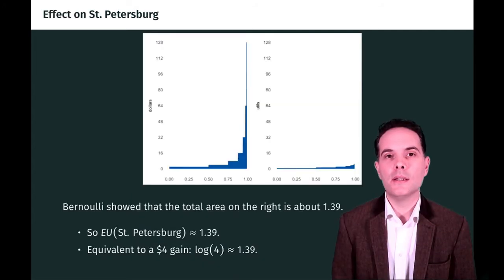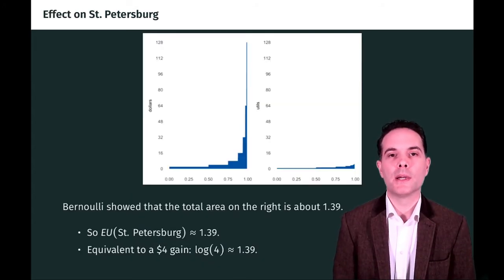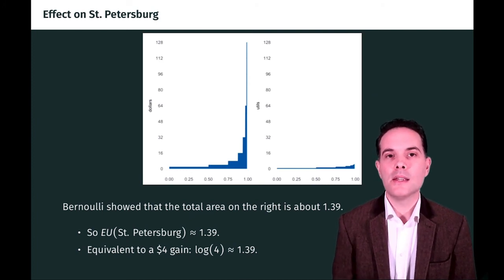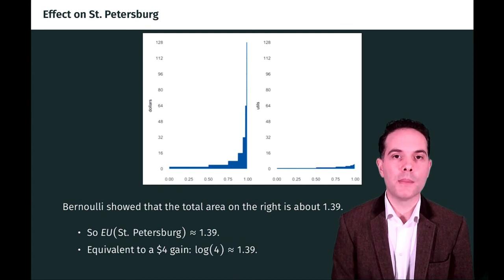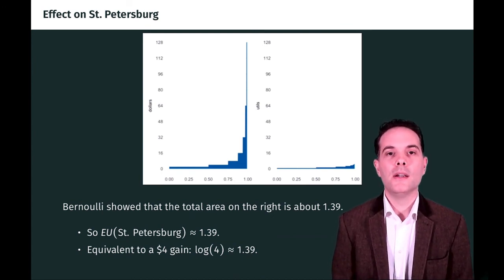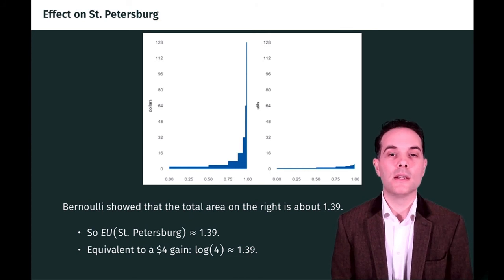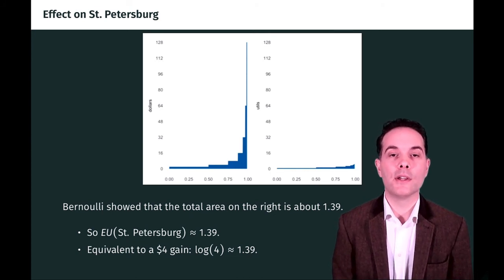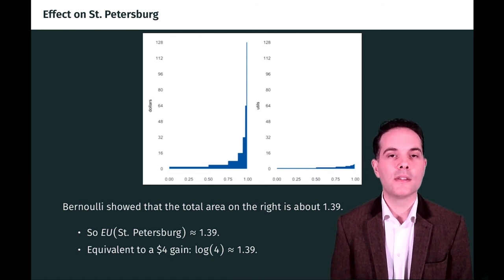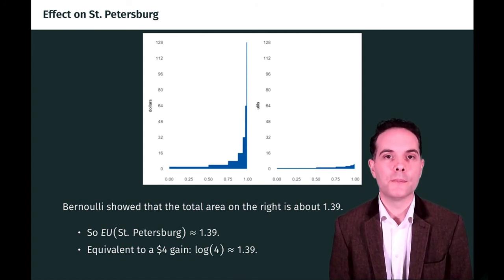So what Bernoulli did in his famous paper on the St. Petersburg paradox is he calculated the expected utility of the St. Petersburg game, assuming that the utility of x dollars is just the logarithm of x. And what that does is it takes an infinite expected monetary value and turns it into a finite expected utility. On the slide here on the left, you can see the expected monetary value. That's the area of the blue region on the left. And on the right is the expected utility. That's the area of the blue region on the right.